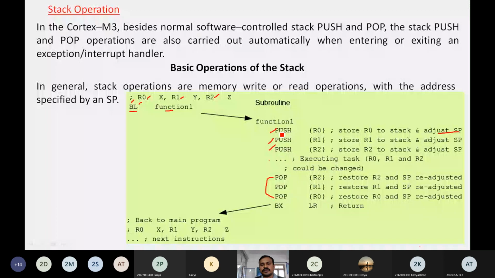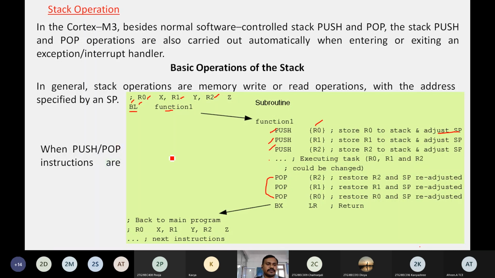Here the first one is push R0, so it will be retrieved at the end using the pop R0. Here we are going to restore all pushed register values back to the respective registers, which means we are not going to find any modification in the content of these registers in the main program.